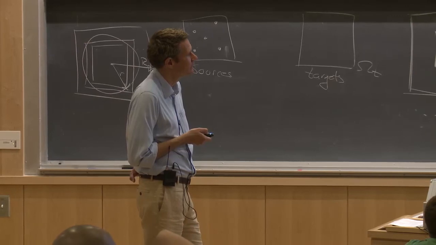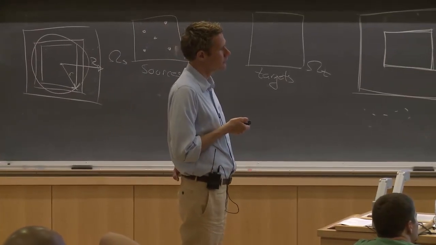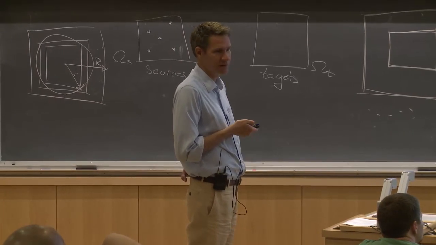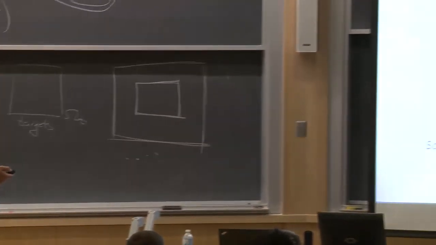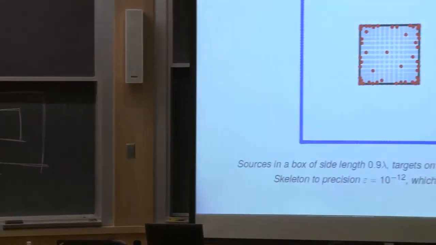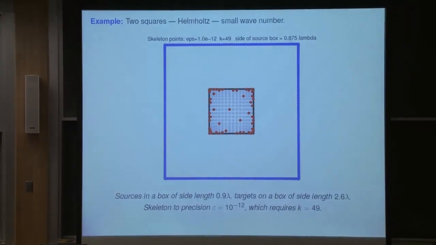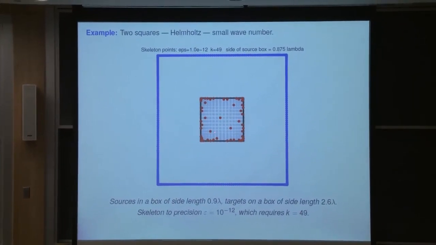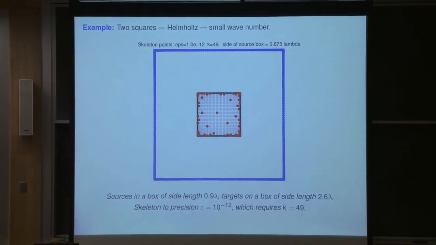Okay, but let's look at things numerically. So here's the same geometry as we had before. Now the inner box is about 1 wavelength, and this is what the skeleton points look like. Recall for Laplace in this case, we needed 45 skeleton points. For Helmholtz, we need 49. I guess these are actually complex variables, so in some sense, maybe it's twice as many. But conceptually, things work the same.